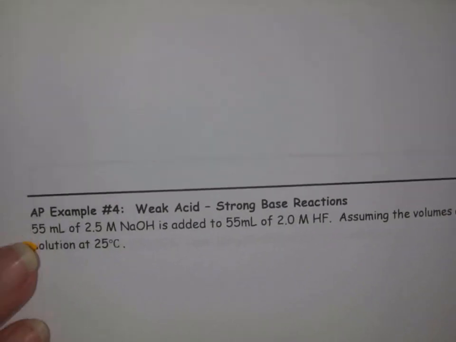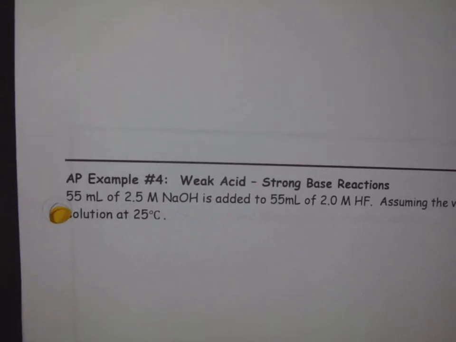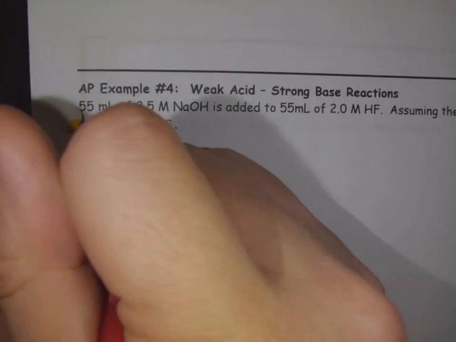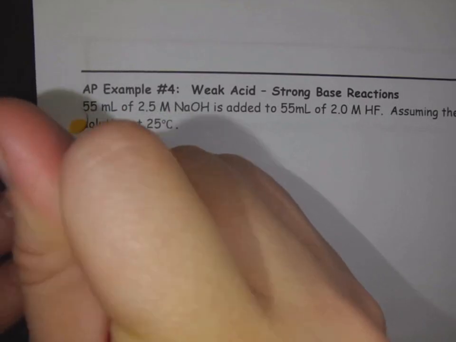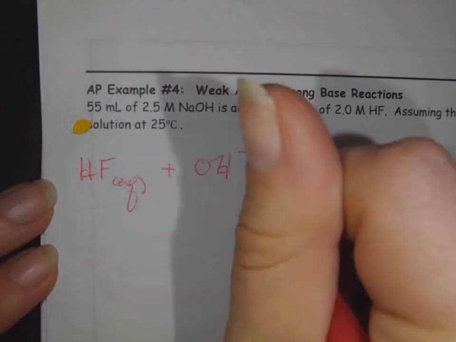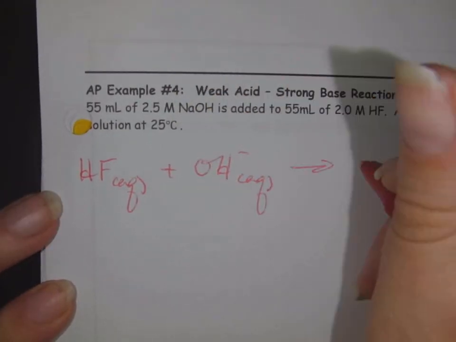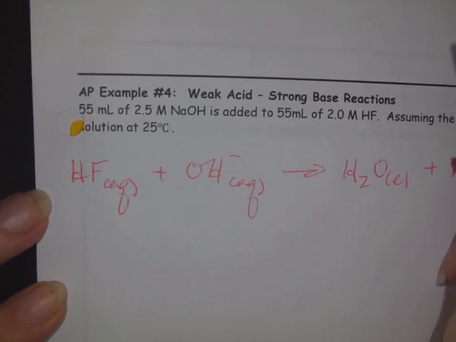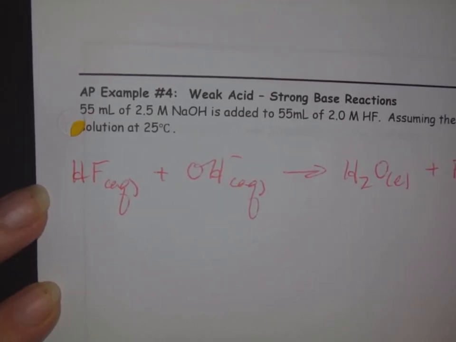We're skipping number 3 because it's really similar. We're moving on to number 4. So we have 55 milliliters of 2.5 molar sodium hydroxide, a strong base, added to 55 milliliters of 2.0 molar hydrofluoric acid, which is a weak acid. So we're taking a weak acid, and I didn't break it apart because it's weak, plus the strong base, so I only keep the hydroxide. And that's going to turn into water, liquid, and then our conjugate base, our F minus, aqueous.